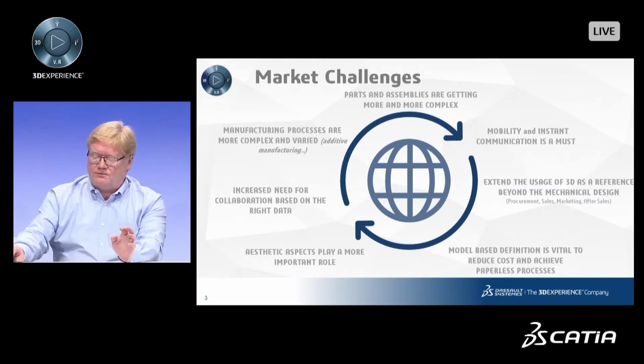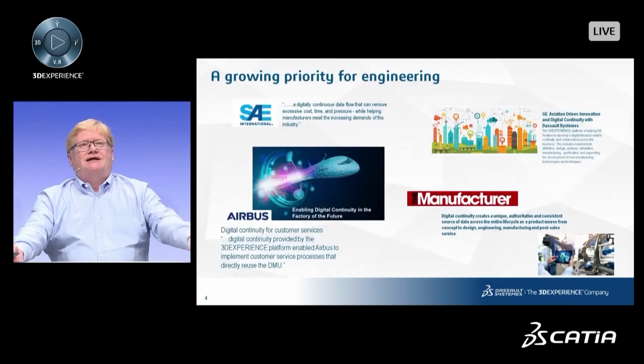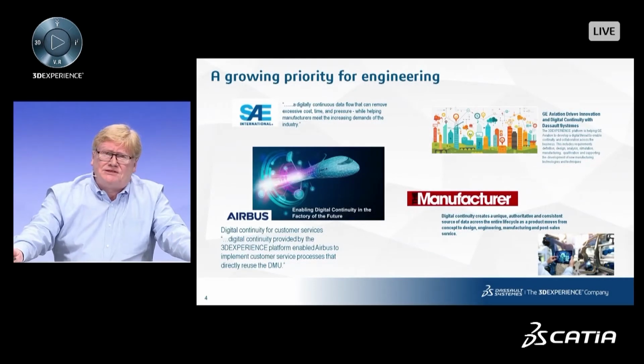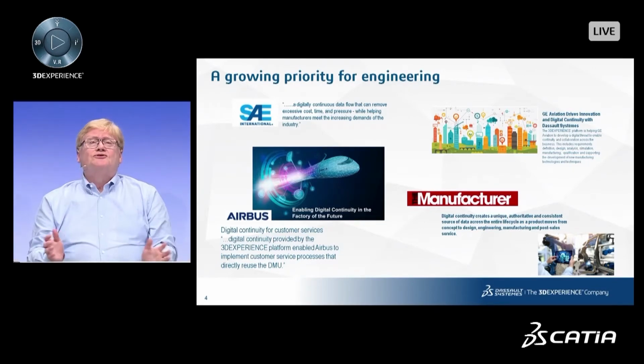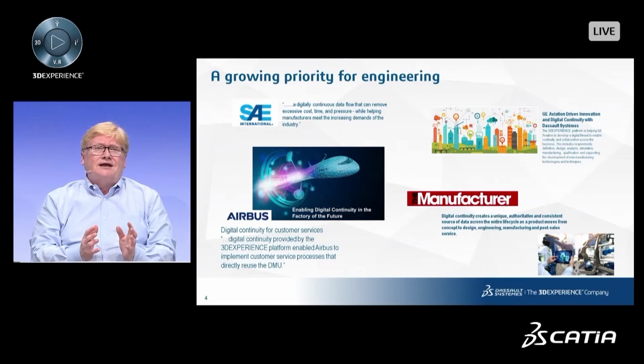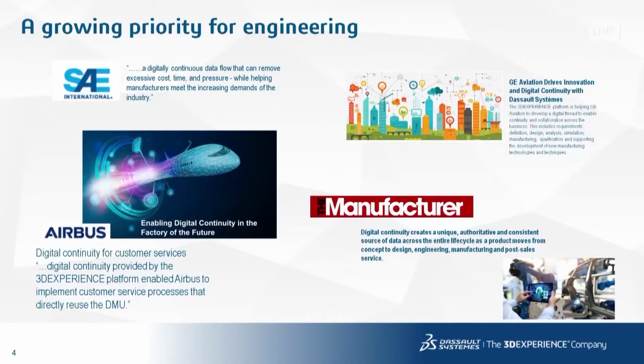Let's talk a little bit more about what stops that. And what stops that and makes it difficult is a concept called digital discontinuity. Digital discontinuity is where in moving from one participant in the value cycle to another, you create a translation, and that translation brings risk, brings delay, and brings uncertainty.